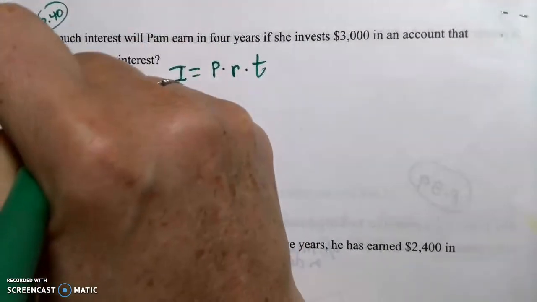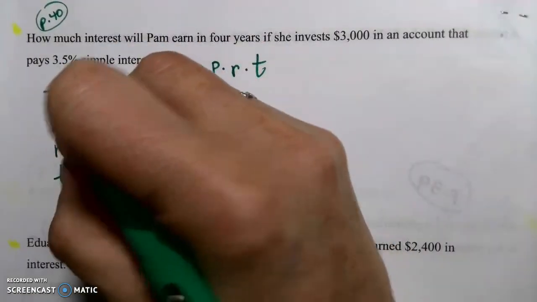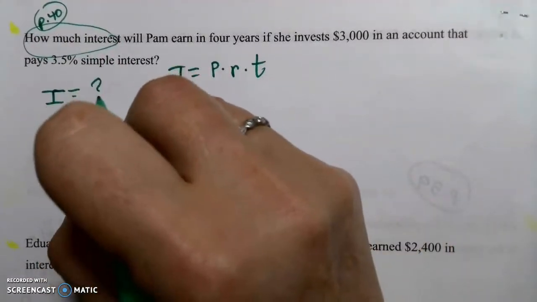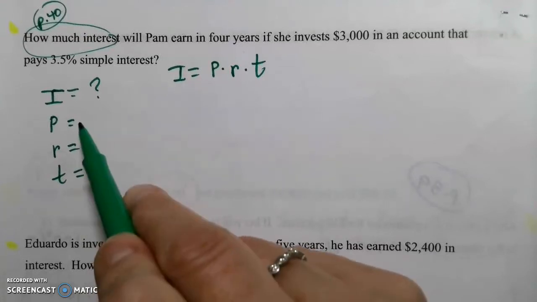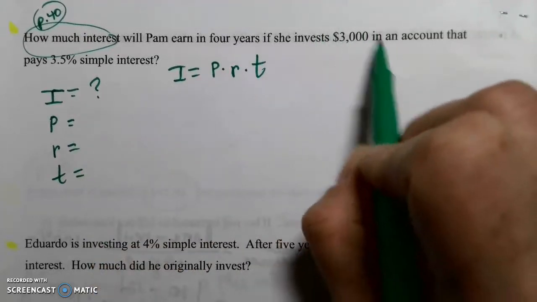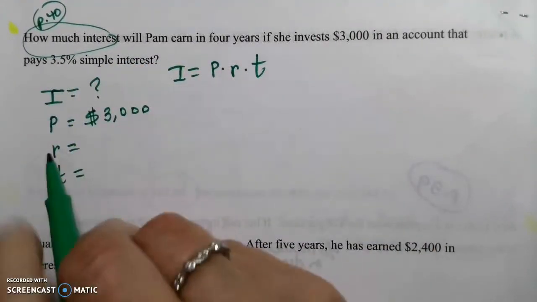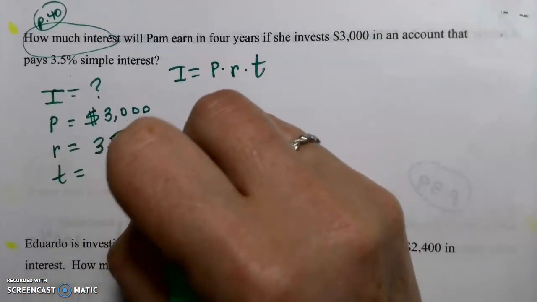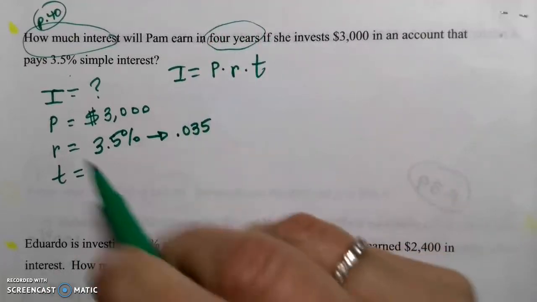And I typically do a little outline here with all of my different variables that I have to think about. So interest, how much interest is the question? So we don't know, that's our unknown. So we must have something else for each of these. Principal is how much she invests, which is going to be the $3,000. The rate is 3.5%. So don't forget this will need to become a decimal. So 0.035 will be what we actually put into the equation. And then the time is 4 years.